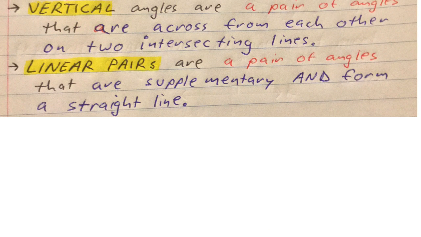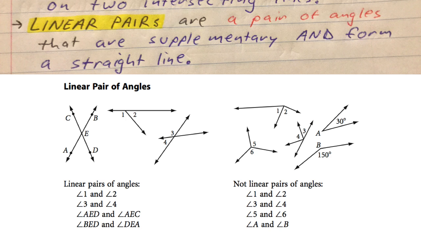And then lastly, let's talk about linear pairs. Linear pairs are pairs of angles that are supplementary and also form a straight line. So if you look off to the left, you'll see a couple of examples that legitimately work out. Angles 1 and 2, angles 3 and 4, angles AED and AEC, and angles BED and DEA.